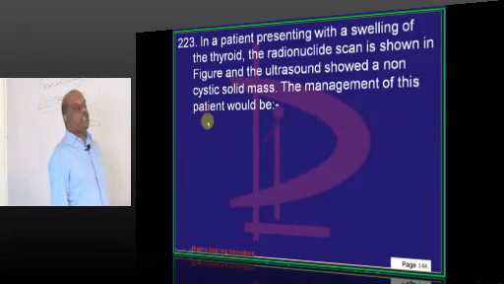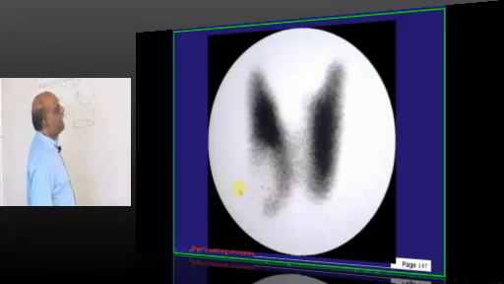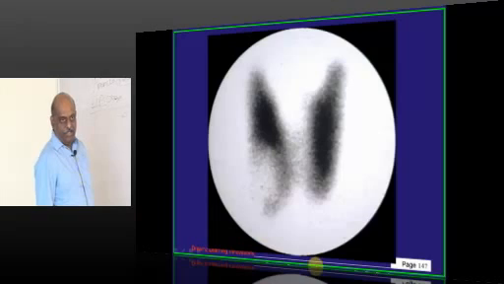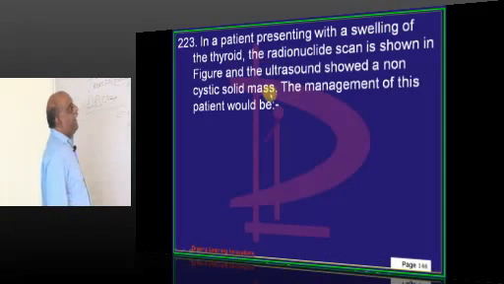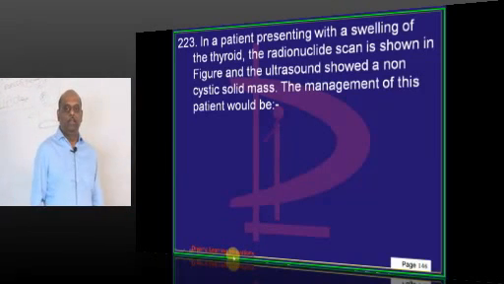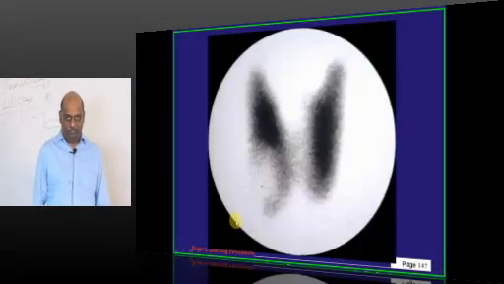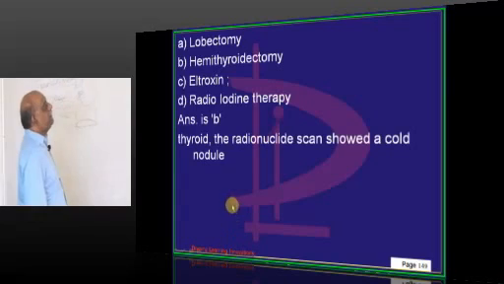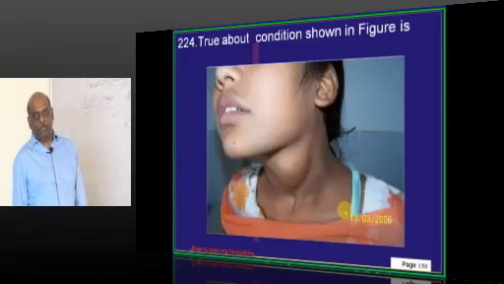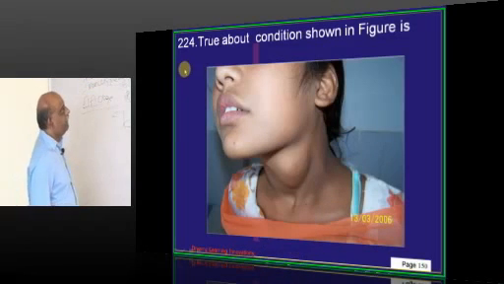In a patient presenting with a swelling of the thyroid, a radionuclide scan is done. What is it showing? A cold nodule. And there is a non-cystic solid mass found when you do the ultrasound. So what is the best line of treatment? Hemithyroidectomy is the best option available.